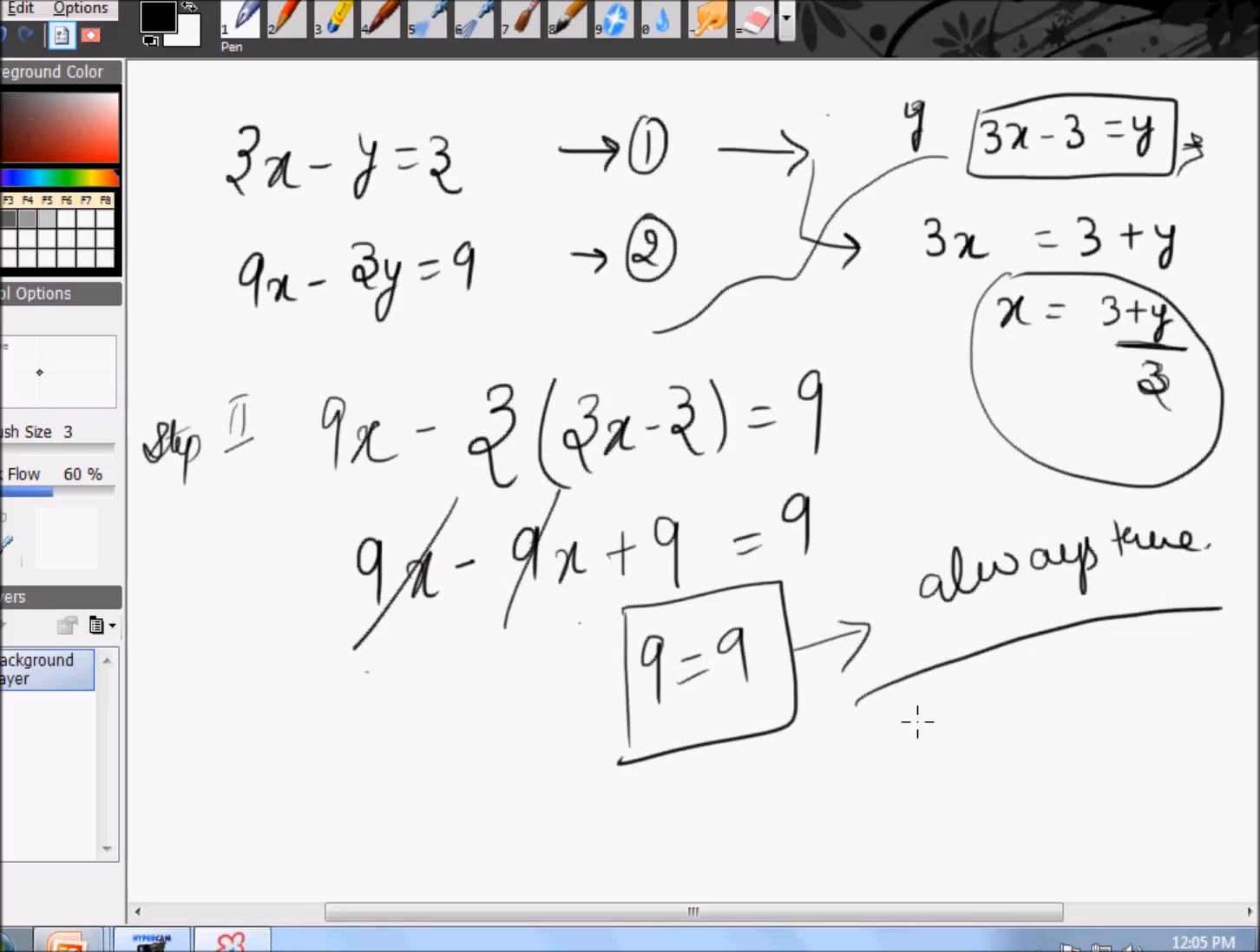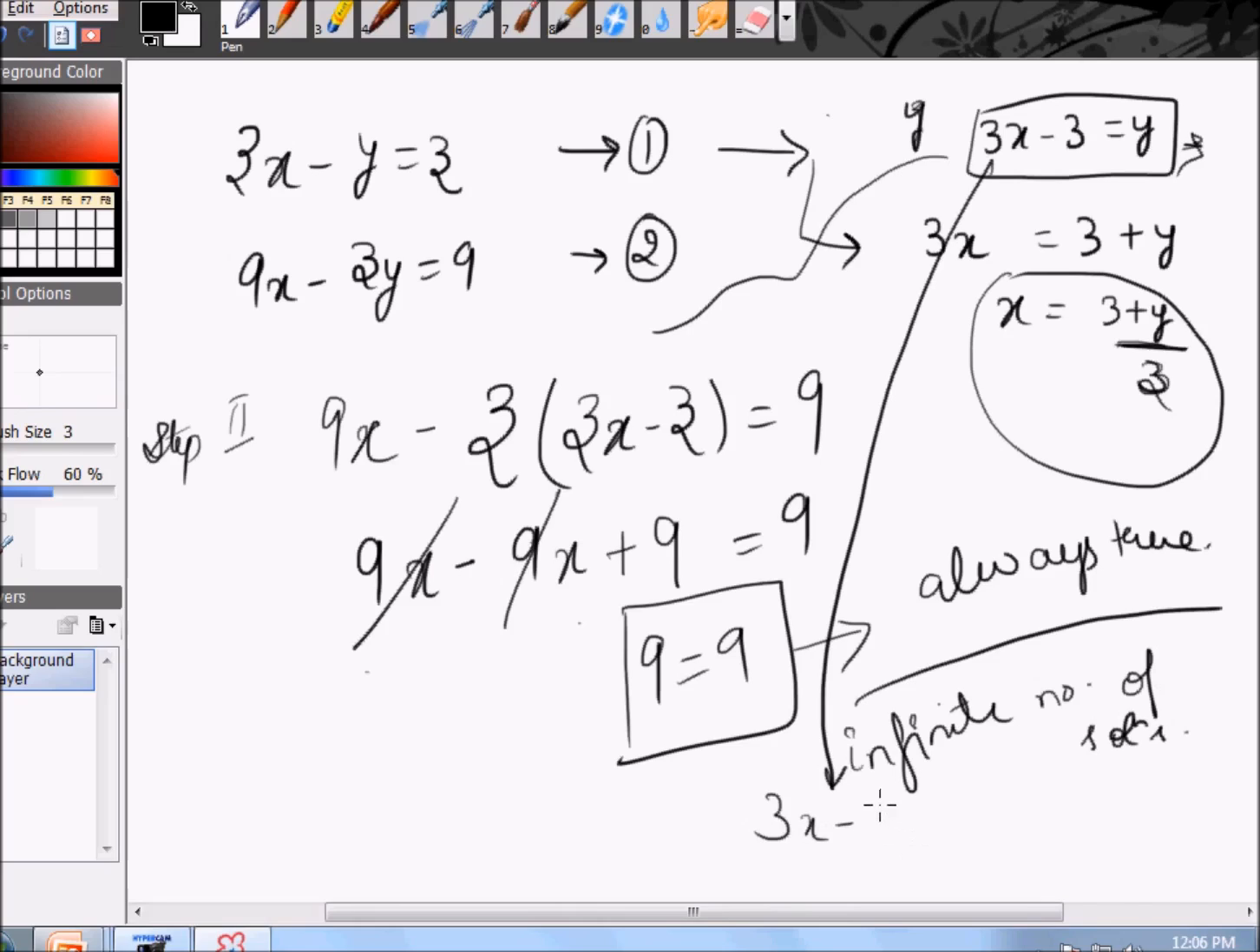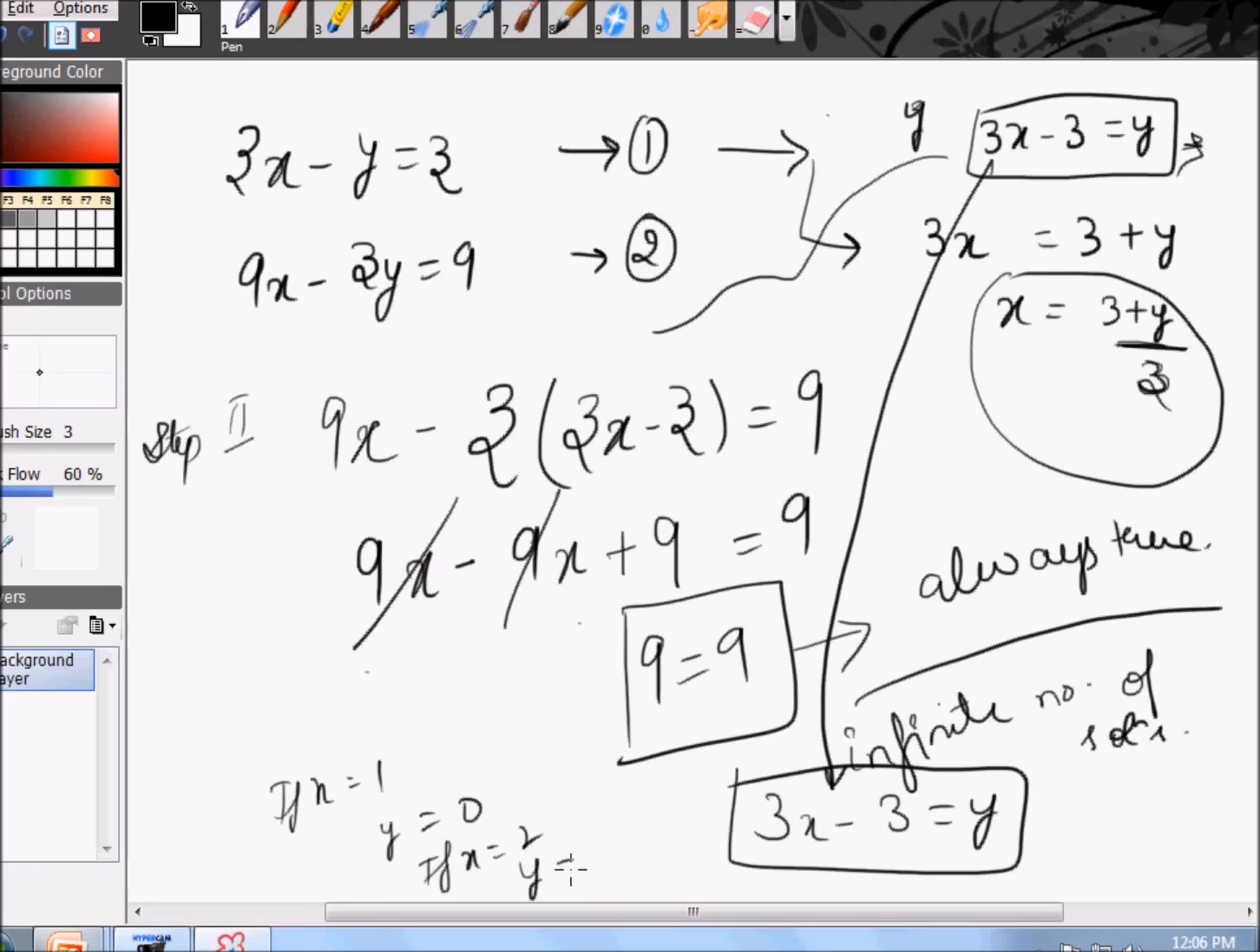Thus, in this case, we can never have a unique solution. This equation is always true, which means the given pair of equations has an infinite number of solutions, and those solutions can be found out by this equation 3x minus 3 equal to y. That is, if x equal to 1, we have y equal to 0. If x equal to 2, we have y equal to 6 minus 3, that is 3, and so on.